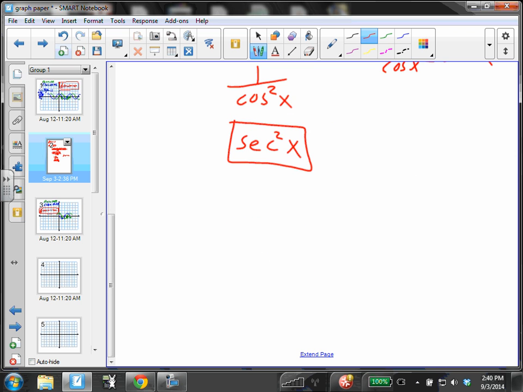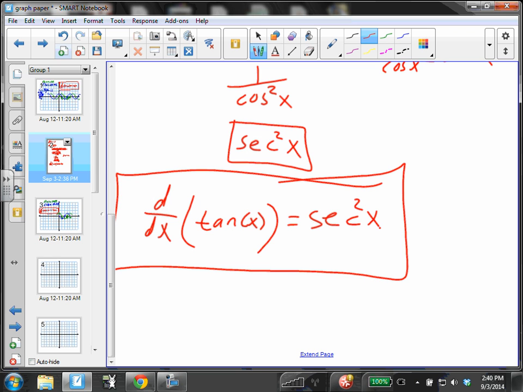So this is the big takeaway. We started by taking the derivative of tangent x, and we ended with secant squared x. That is the main idea. So the derivative of tangent is secant squared.